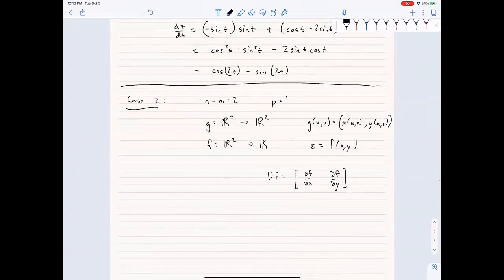However, dg becomes a slightly more complicated looking fellow, right? Here, g is going from R2 to R2, so dg should be a 2 by 2 matrix. Indeed it is. And its first row is going to be the partials of x with respect to u and v. And the second row is the partials of y with respect to u and v.